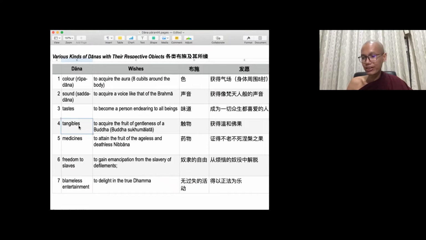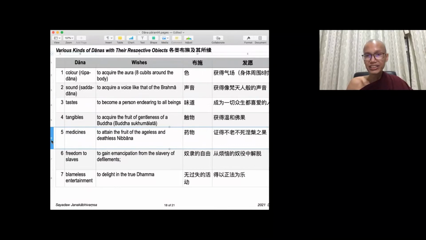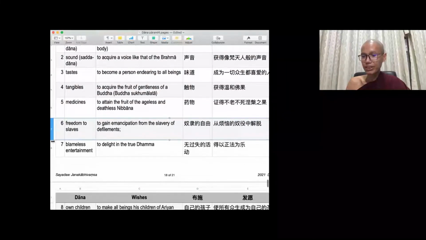So first of all, here it is said, medicine donation. To get Nibbana, which is deathless, no aging. So medicine can help not to die, not to have old age, old appearance. So you can donate a medicine, you can make a wish, Nibbana, deathless. Next one, removing being enslaved.